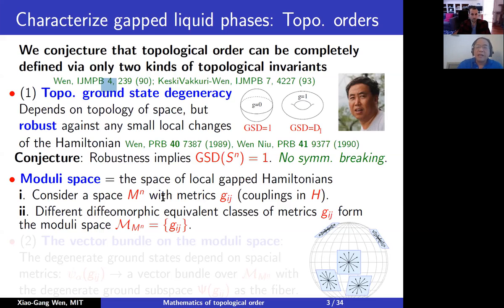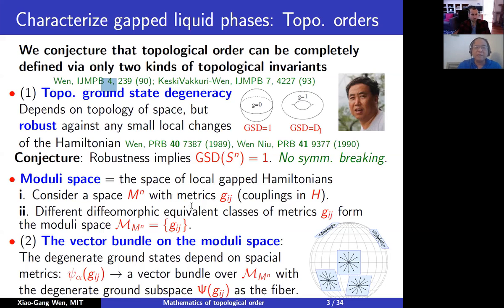Okay. And also the diffeomorphic equivalence class of a matrix really gave rise to the same equivalent Hamiltonian. So this gave us a notion of a moduli space, which is a diffeomorphic equivalence class of a matrix, which we pretend is really the space of Hamiltonians. Okay. So once we have this moduli space, then we can define a vector bundle on the moduli space.